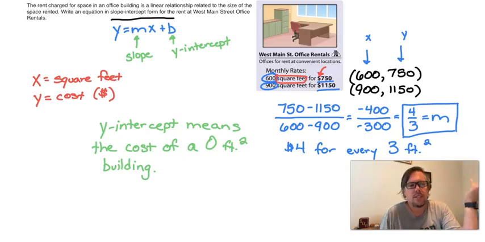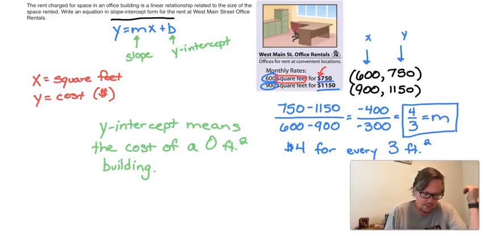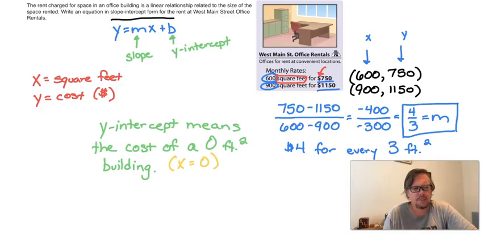Now, of course, nobody's going to sell you a 0 square foot building. That's not the point. The point is, this is the spot where our x equals 0. That's what the y-intercept is. So it's going to be y equals mx plus b, except x is 0. And our question is, what is the b when x is 0? Or what is the y, rather, when x is 0? That's what we want to figure out. What's the y when x is 0?